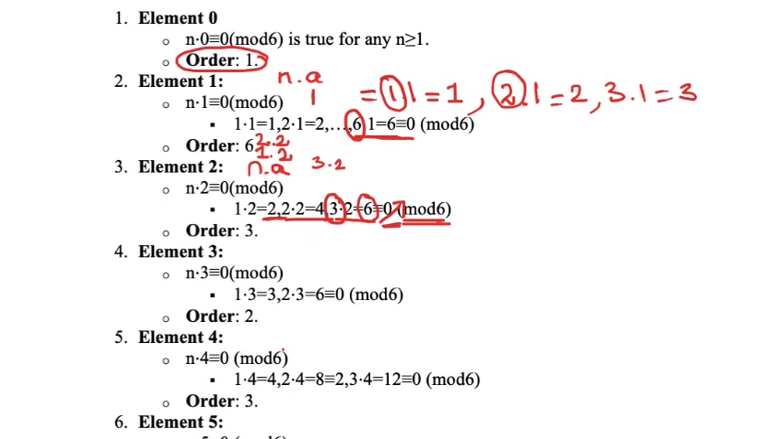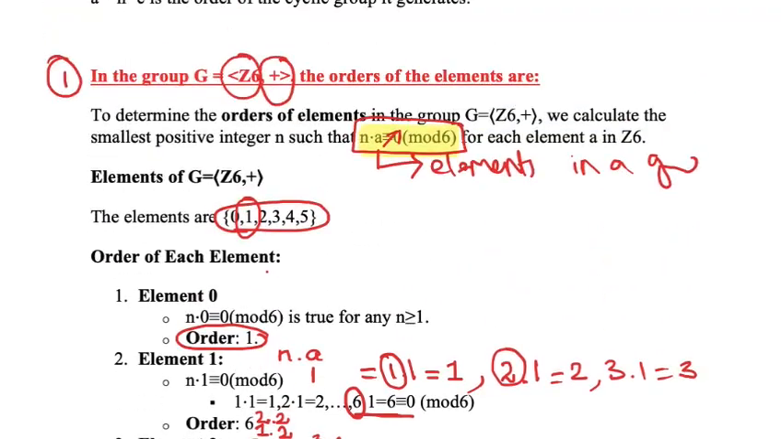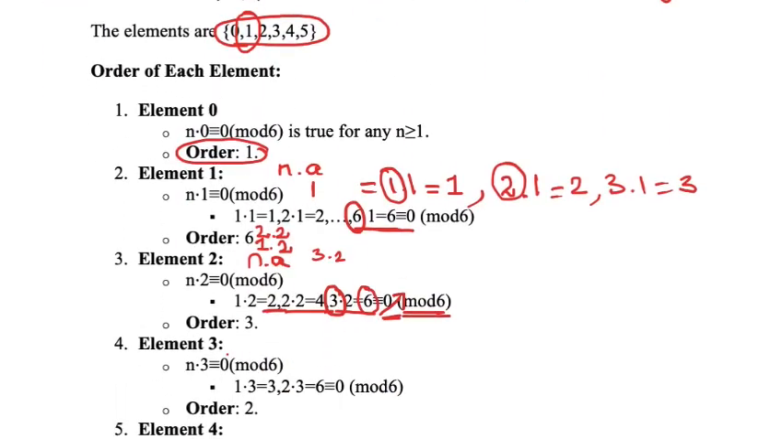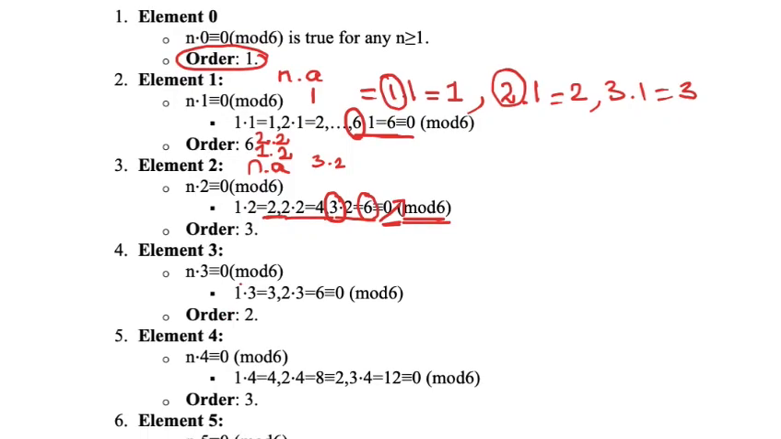Similarly, the next element is 3. Element 3 has the value 3. First n equal to 1, 1 into 3 is 3. Then applying 2 into 3, that is 6. While applying mod 6, we are getting 0. So the order is 2.